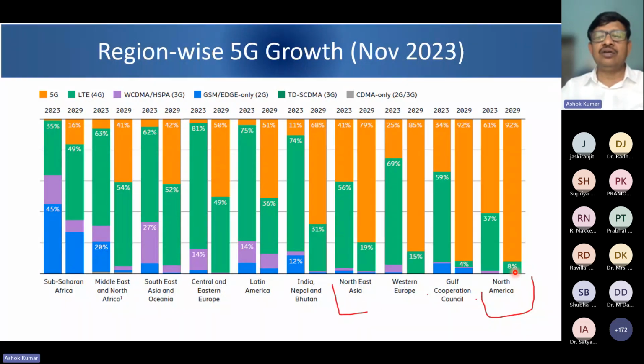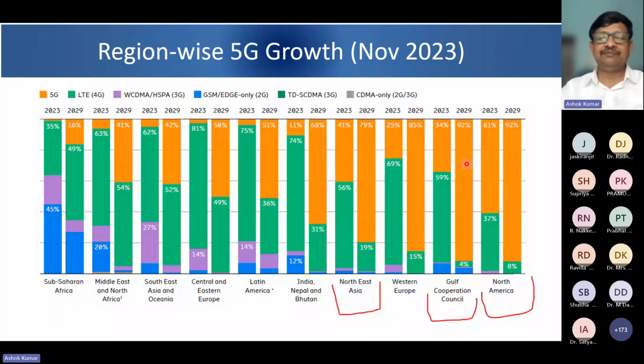And if you look at Northeast Asia, this one, this is mainly China. So they have 41% customers as 5G and still 56% as 4G, but they will reach 79% by 2029. And if you look at the Gulf, they have 34% and they will reach 92%. So they will almost completely replace their network with a 5G network.